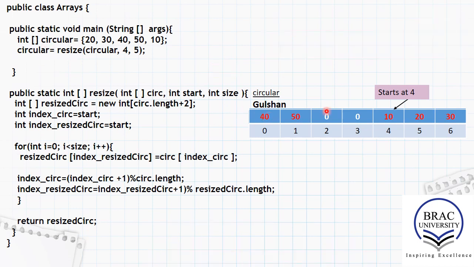So in the end, now circular will be pointing towards this array with 2 new extra cells. So you see, I actually did not increase the length of the existing array that was in Uttara, but in fact, I created a new array with a larger number of cells and copied the values accordingly. And this is how we can resize the length of a circular array.